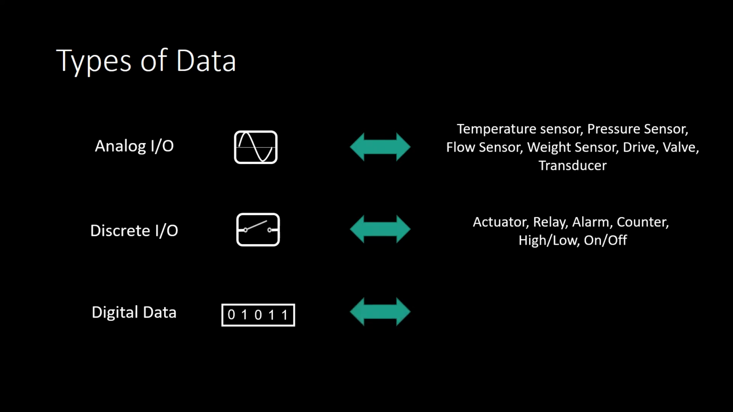Digital data is binary ones and zeros and has the ability to transmit lots of data very quickly. This data is used in larger networks where large amounts of data are being quickly transmitted. Some devices that transmit digital signal data are barcode readers or RFID readers.